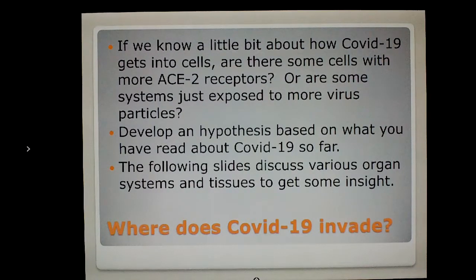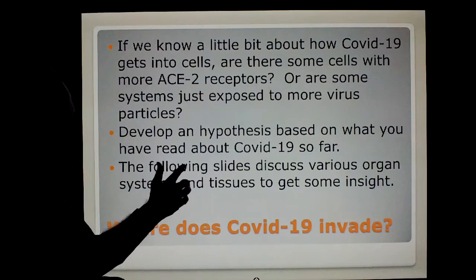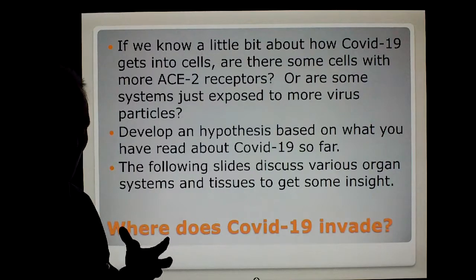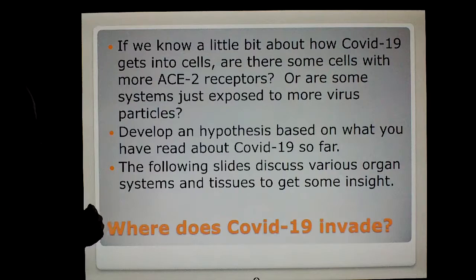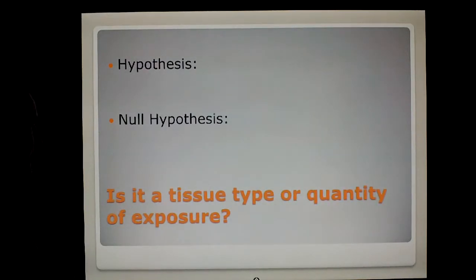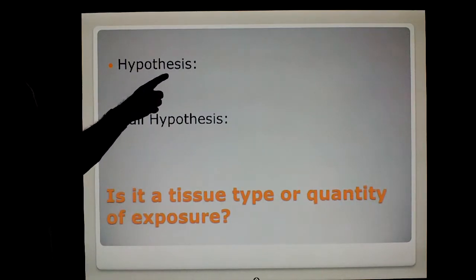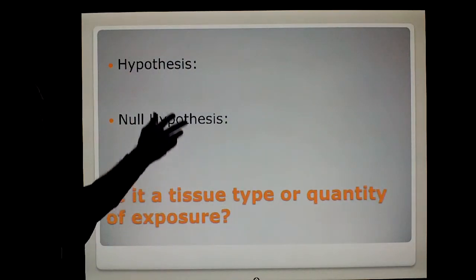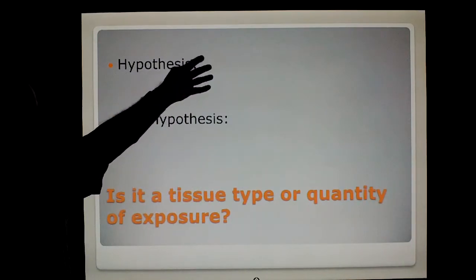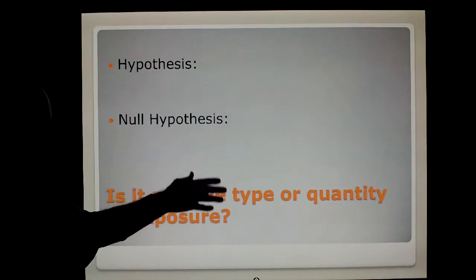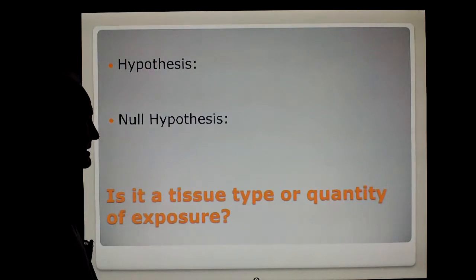Now, you know a little bit now about how COVID gets in with the ACE2, and I'm going to ask you to develop a hypothesis to answer the question: is it important for COVID-19 infection based upon two things? Is it the type of cell that the COVID comes in contact with, or is it the location of the cells and the dosage? So in other words, is it a tissue type or a quantity of exposure that determines how bad the infection is? Okay, so develop a hypothesis. Is it either tissue type or quantity? And whatever you say your hypothesis is, the null hypothesis is the opposite. So if you think tissue type, all right, your hypothesis is the tissue type is what's important with COVID infection, then my null hypothesis would be it's the quantity of COVID-19 exposure that determines the infection.